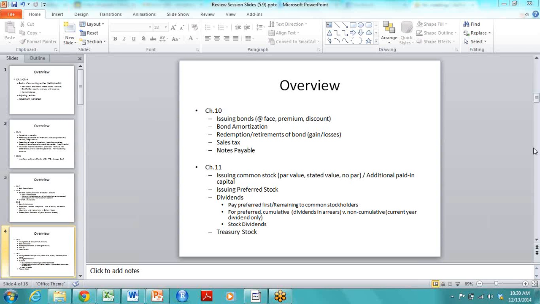And treasury stock is actually going to be a contra account in the equity section. So if I buy back shares of my own company, I don't record them as an asset. What I do is I record them in my equity section, and they're going to have a normal balance of a debit because it's a contra equity account.